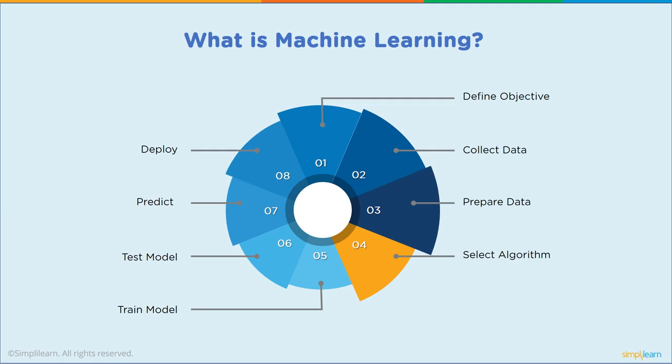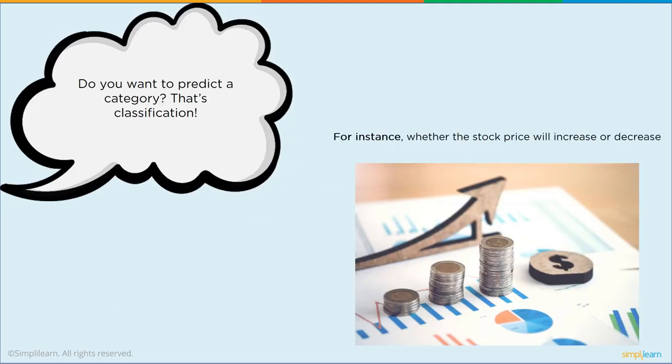And we do have some basic divisions of what machine learning does that are important to know. For instance, do you want to predict a category? Well, if you're categorizing things, that's classification. For instance, whether the stock price will increase or decrease. So in other words, I'm looking for a yes-no answer. Is it going up or is it going down? In that case, we'd actually say, is it going up? True. If it's not going up, it's false, meaning it's going down.